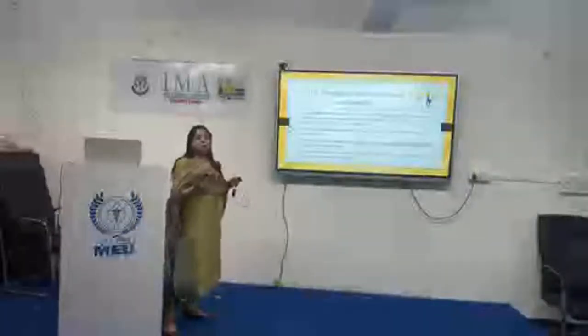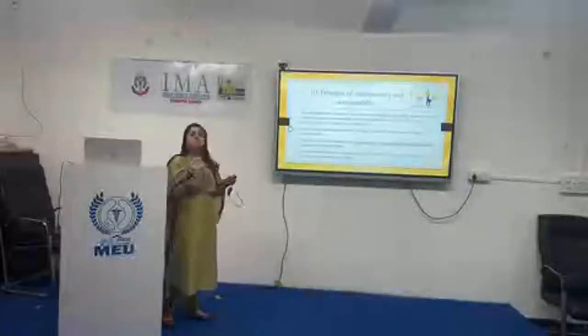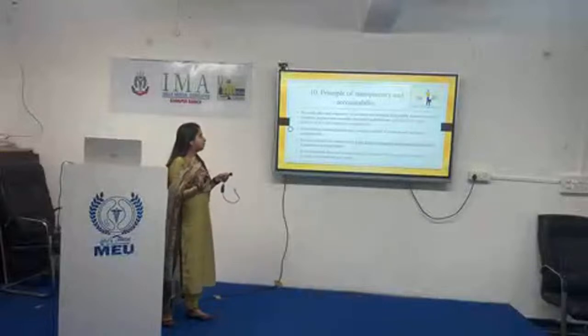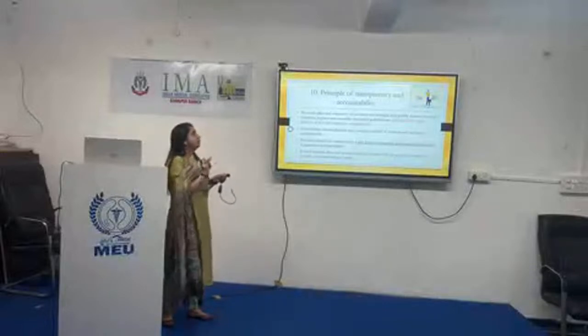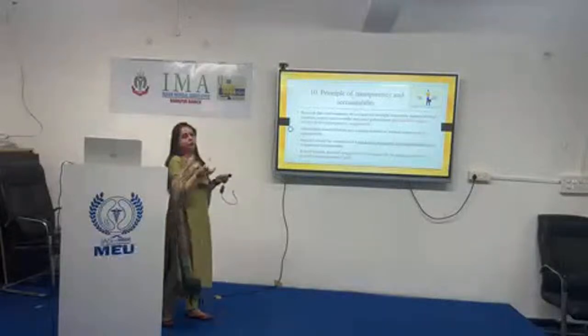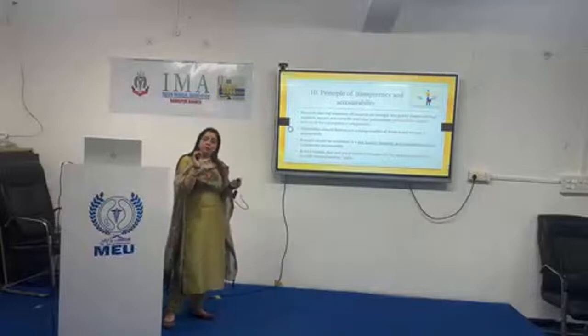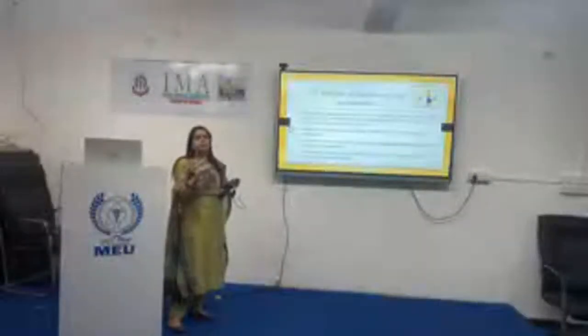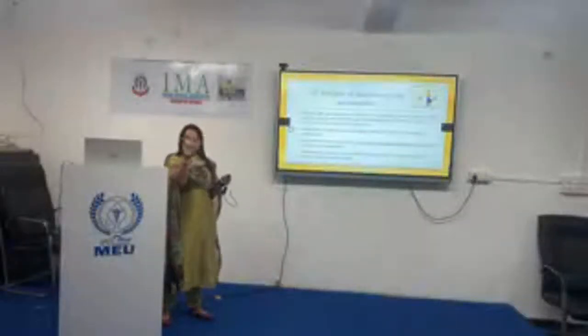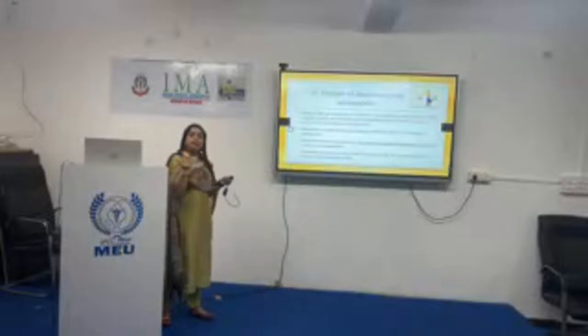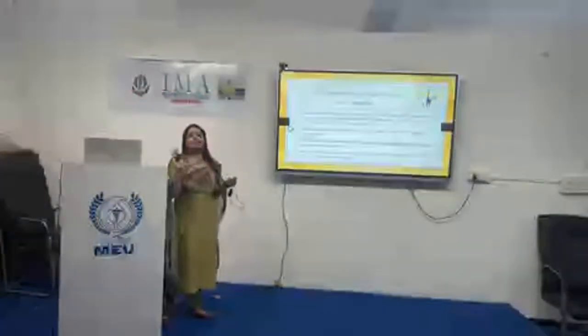Research should always be conducted in a fair, honest, transparent and impartial manner. That is the principle of transparency and accountability. Mostly, whenever you do research, especially clinical trials, you need to safeguard the related records, data and notes. They should be retained for the designated period.